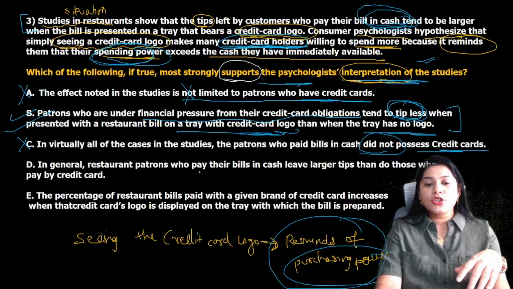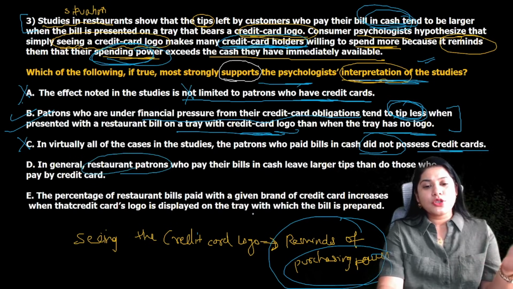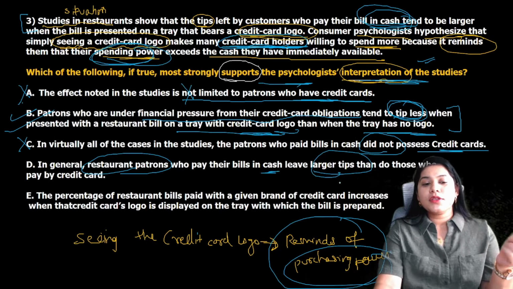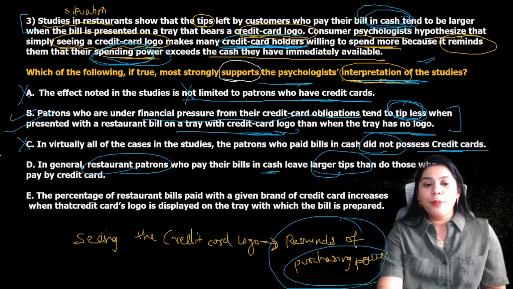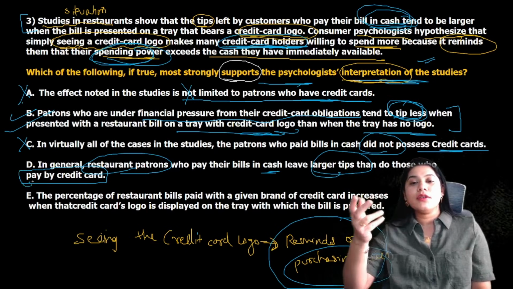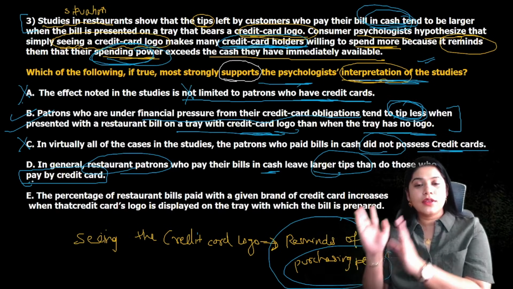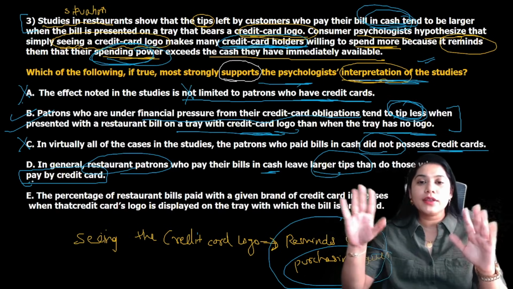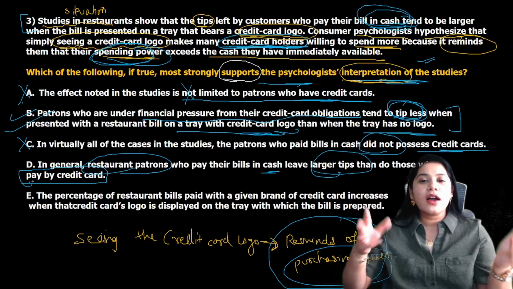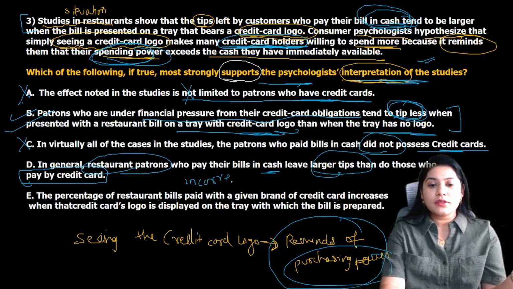In general, restaurant patrons who pay their bills in cash leave larger tips than do those who pay by credit card. Only people with cash pay bigger tips than people who pay by card. People who pay by card are not even mentioned. It doesn't matter that people paying by cash will leave larger tips. No. Only if the credit card has money in the bank will they pay a larger tip. If the credit card does not have money, they will not pay a tip, whether by cash, card, or however, right. So that's the comparison. So this will be known as an incorrect comparison.